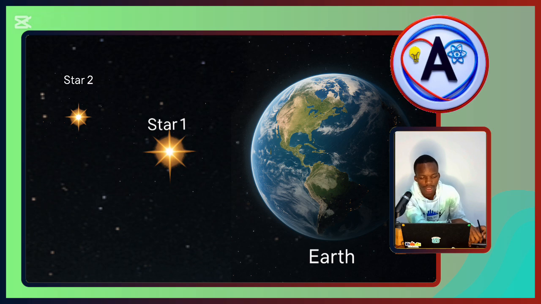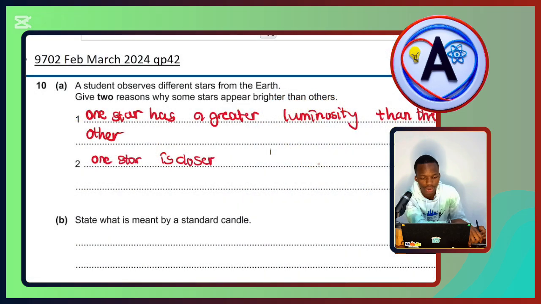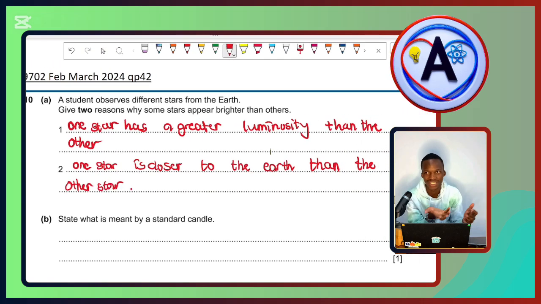One star is closer to the Earth than the other star. So essentially, if you have someone who's close to you, right in your face, and someone who's further away, which torch do you expect to be brighter? The torch that's closer to you as compared to the torch that's further away from you. Ask yourself, well, how can one star appear brighter than the other? What's causing that, right? And these are the 2 different points of view you can tackle this from.